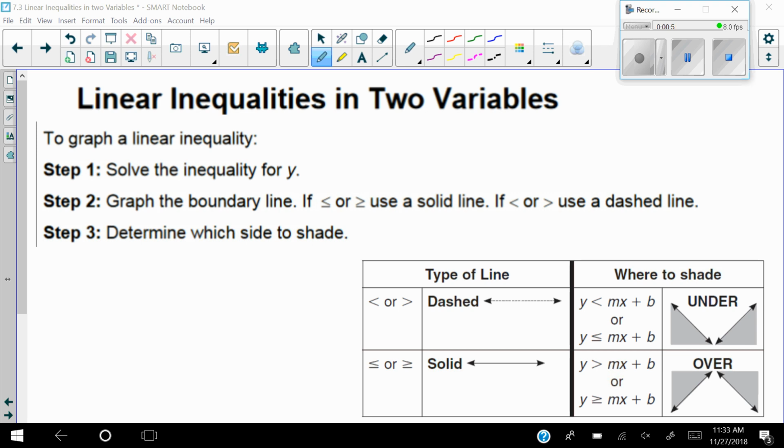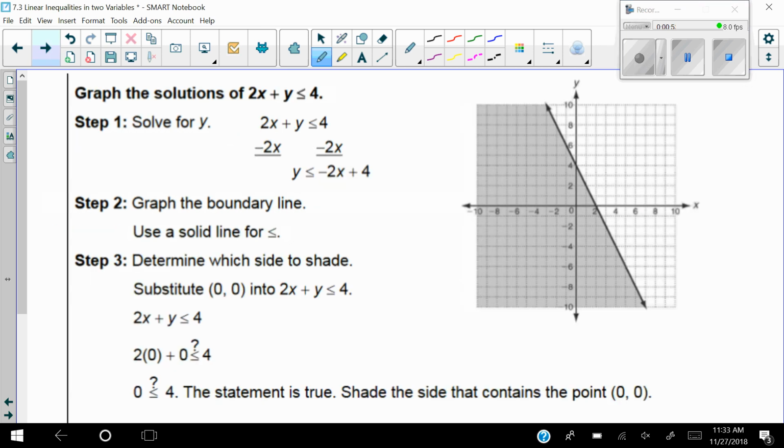Okay, so let's take a look at an example. This one's already done for you, but it goes through each one of the steps. Step one, which was solve for y, and they took 2x plus y less than or equal to 4. And then they solve for y by subtracting the 2x on both sides. y is less than or equal to negative 2x plus 4.